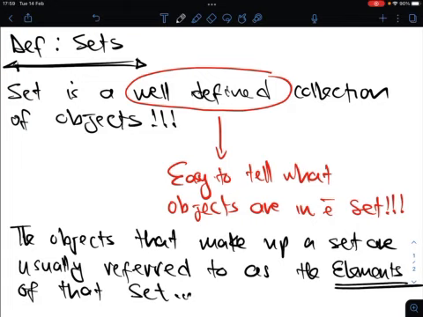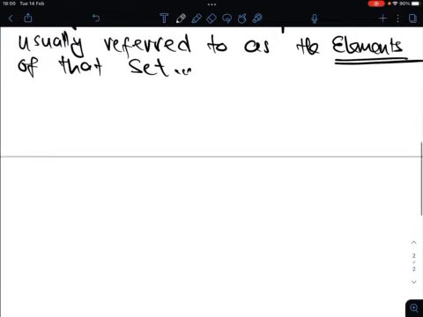So it will be a good thing for you to have a good understanding of this definition so that you may be able to understand things which are sets and things which are not sets as you go into your studies. Okay, so what next?